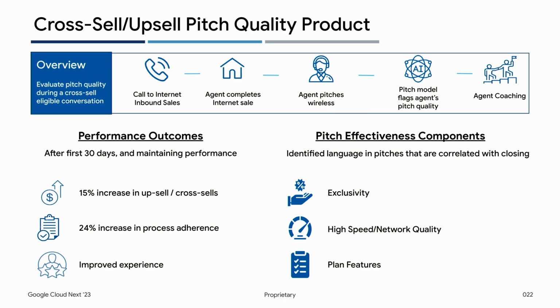Within the first 30 days of launching this pitch effectiveness model, we saw a 24% increase in adherence, which is massive. I think part of that is, here's a recipe for you to sell more and make more money as an agent. If you put yourself in their shoes, how do I make more money? And these are the things we need you to do to make more money. And once they see that it's actually working, it's something they'll easily follow.